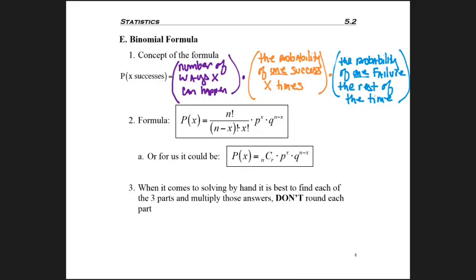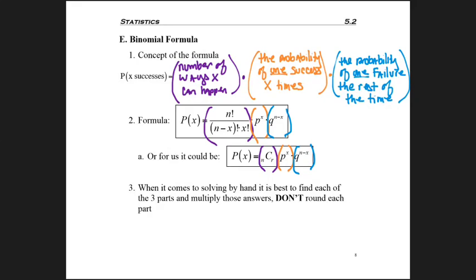So the formula is listed below, where I use the factorial notation and I use the combination notation, since that's probably what you're more likely going to be using. The thing to recognize is that first piece that I wrote in purple, the number of ways x can happen, is the first part of the formula, whether you write it out as a factorial or you use your combination button. Then the next part, the probability of one success x times, that middle part is we take that success to the x power, because that's how we get repeated multiplication. That gives us the number of times.